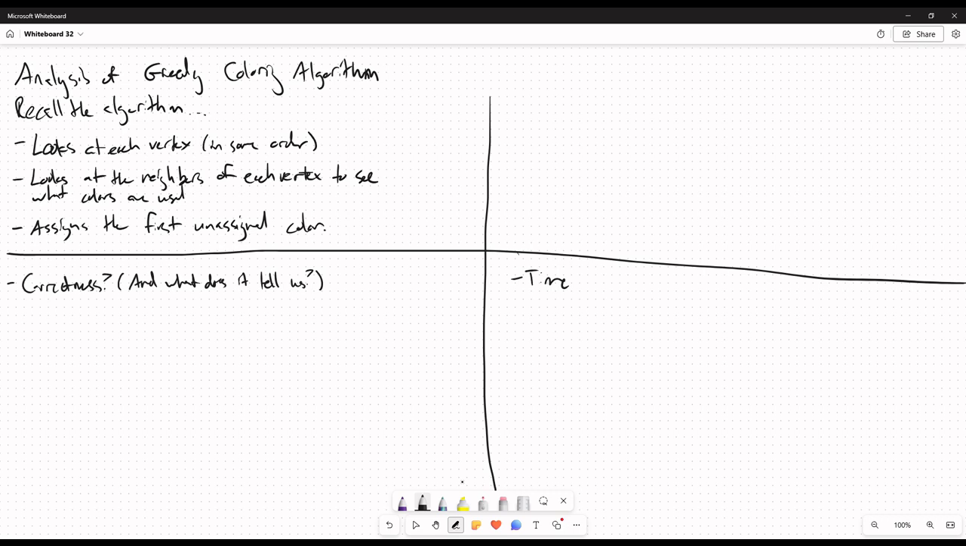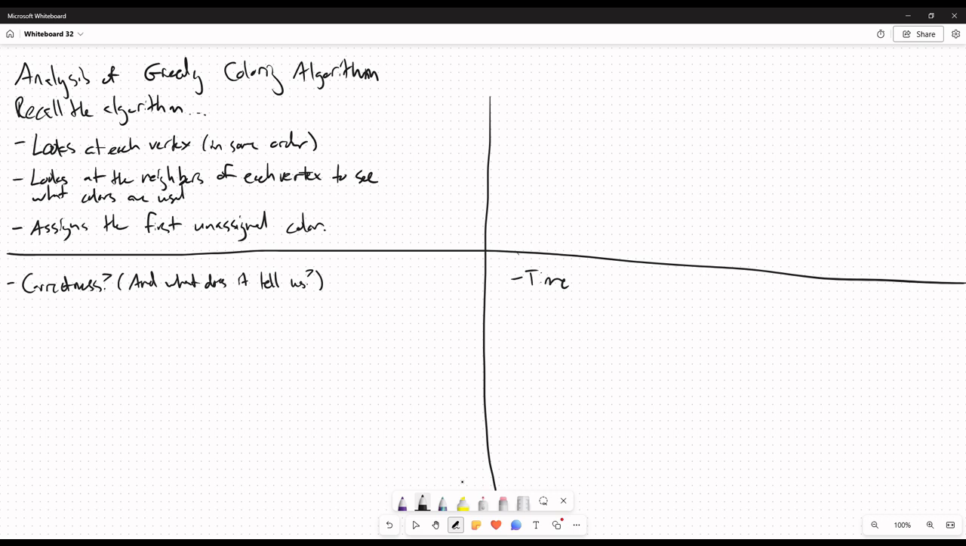Recall that the greedy coloring algorithm, well, first of all, what's a coloring? What's a proper coloring? A proper coloring is an assignment of colors to the vertices of a graph such that no two adjacent vertices have the same color. So how does the greedy coloring algorithm color a graph? It looks at each vertex in some order, and then it looks at the neighbors of each vertex to see what colors are used by those neighbors, and then it just assigns the first color that isn't being used by its neighbors. So let's see what that tells us.